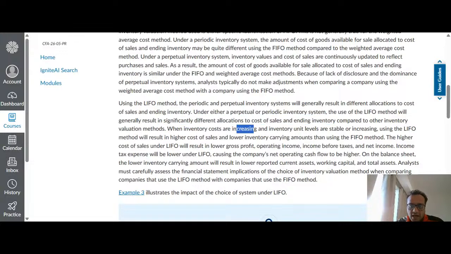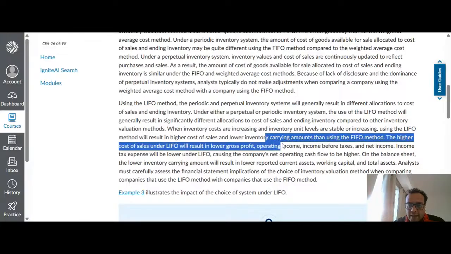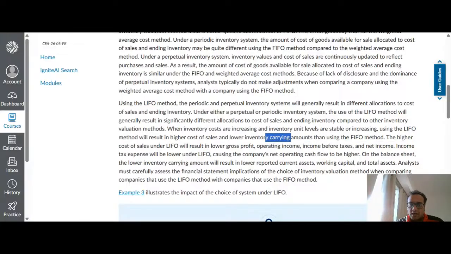When inventory costs are increasing and inventory unit levels are stable or increasing, so your inventory cost is increasing and your number of inventories is either stable or the number of inventory in your godown is increasing, using the LIFO method will result in higher cost of sales. Okay, because you have more stock lying and you are giving more stock the older value, which means that you are debiting more and more cost to P&L at the higher price because the inventory cost is increasing, and you are using a lower carrying amount for your inventory.